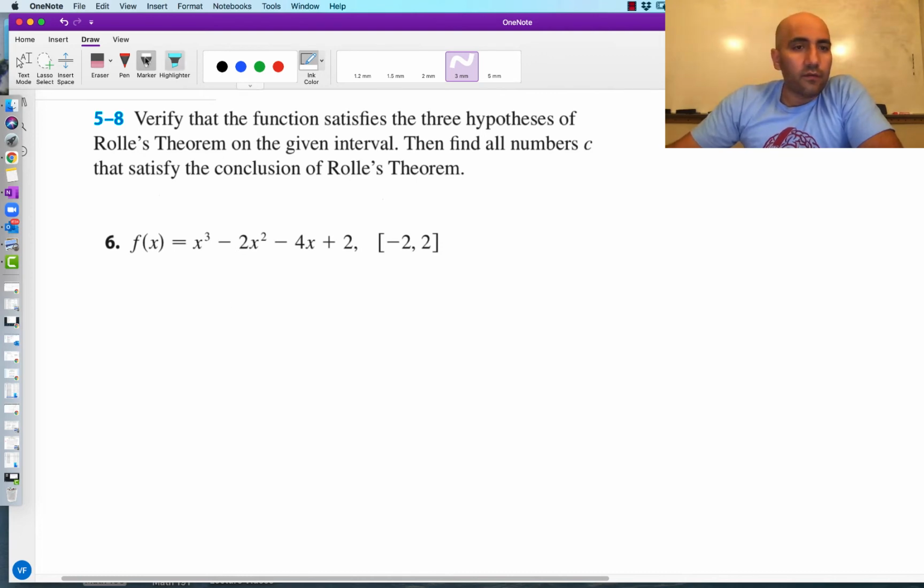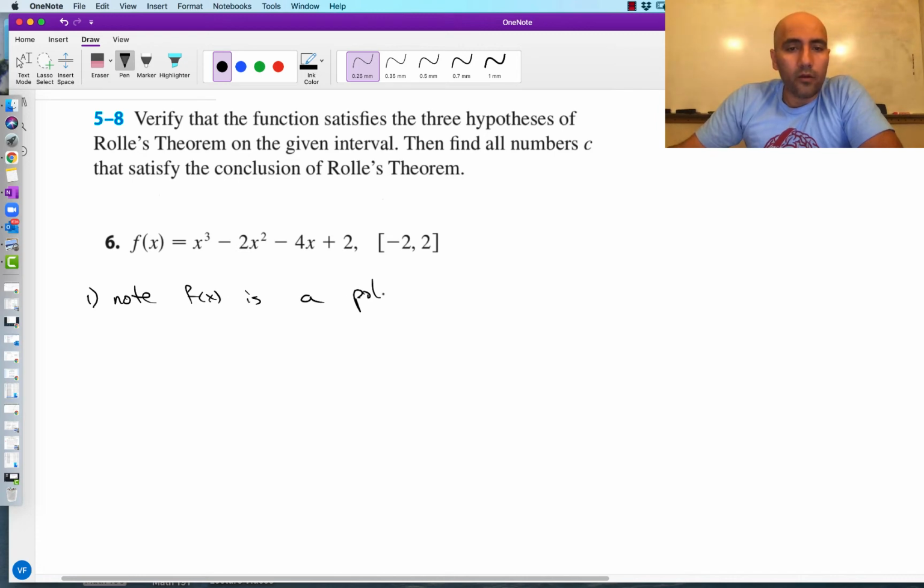Okay, so first of all, note that we're dealing with a polynomial. Number 1, note f of x is a polynomial. Polynomials are known to be smooth and continuous on all real numbers, and also differentiable on all real numbers. So parts 1 and 2 of Rolle's theorem can easily be assumed to be true just by identifying it as a polynomial. So thus, f is a polynomial.